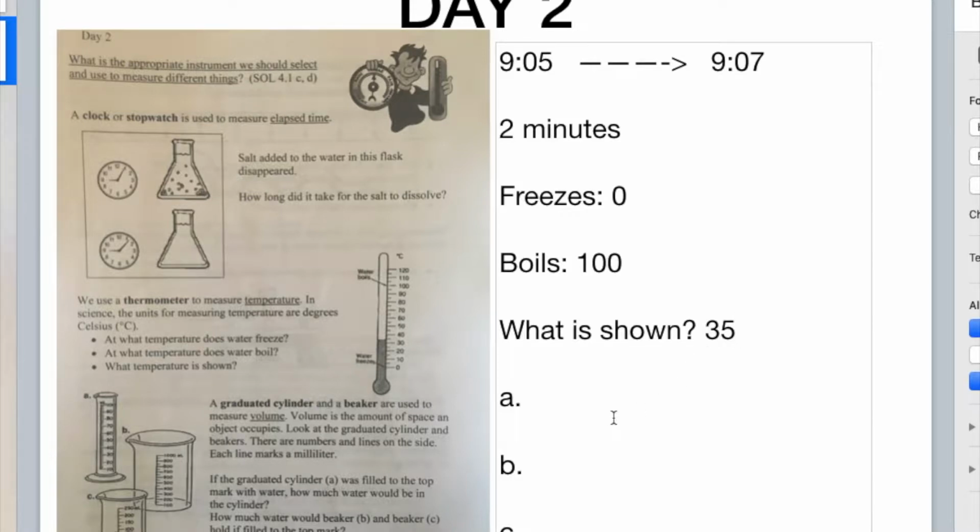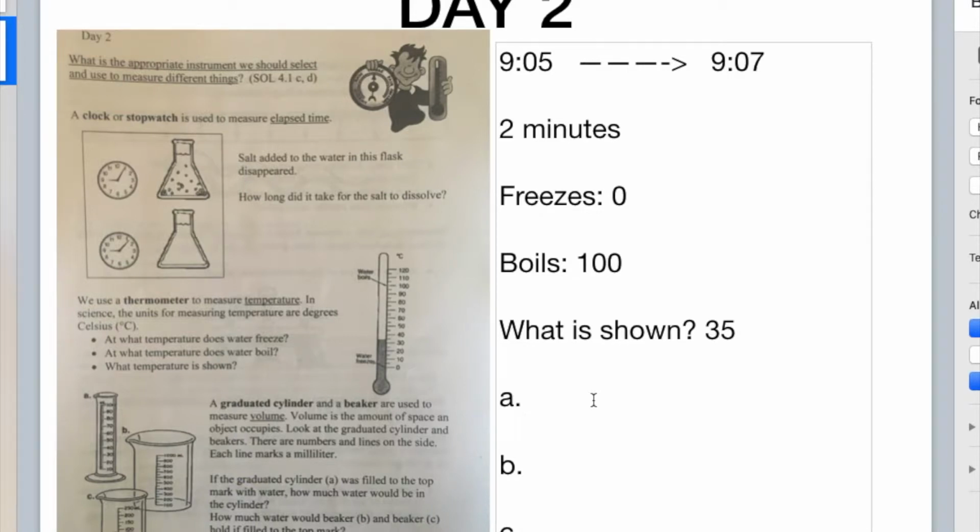Finally, we're talking about measuring volume. It says a graduated cylinder or a beaker are used to measure volume. Volume is the amount of space an object occupies. Look at the graduated cylinder and beakers. There are numbers and lines on the side. Each line marks a milliliter.